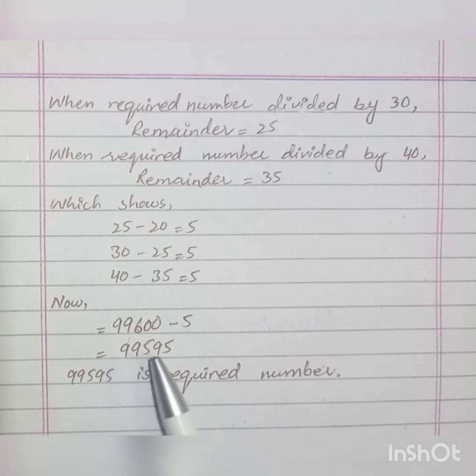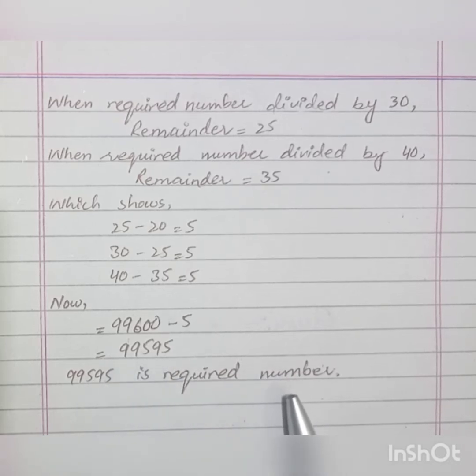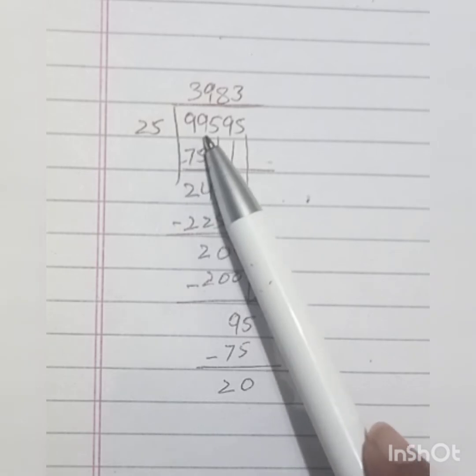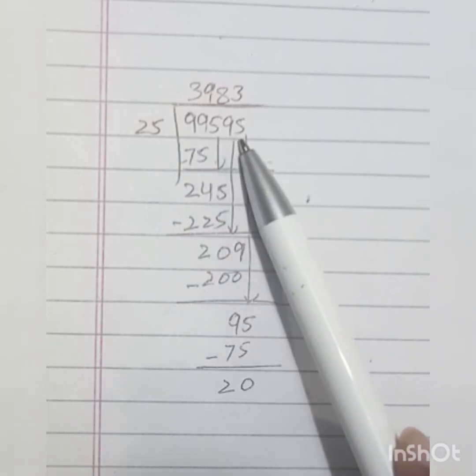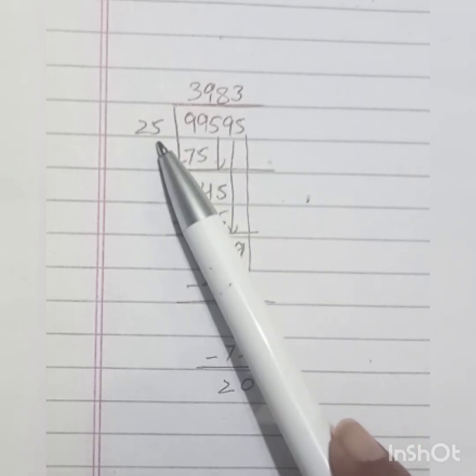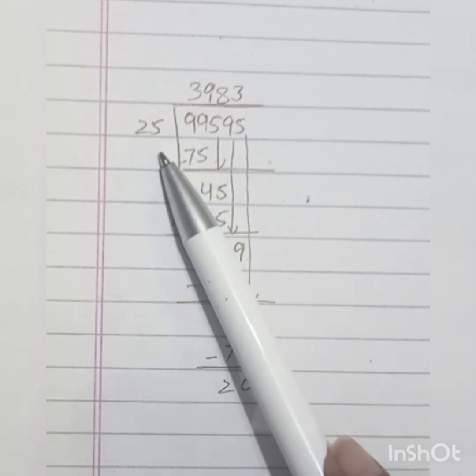So student, after subtraction, the result is 99,595. That is the required number, which is divisible by 25, 30 and 40 and leaves remainder 20, 25 and 35 respectively. So let's check whether 99,595 leaves remainder 20 when divided by 25. Students, here you can see that our required number was 99,595, and if this number is divided by 25 then the remainder should be 20. That was already mentioned in the question.